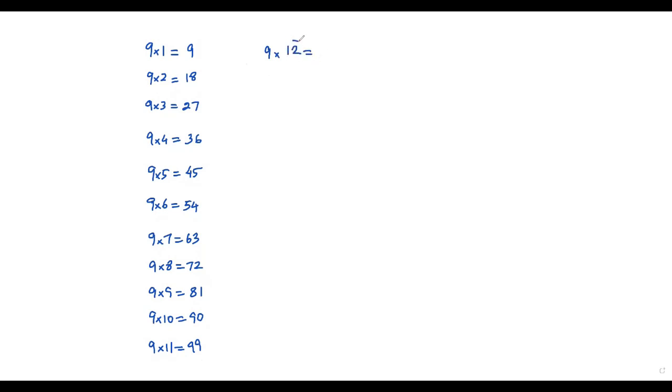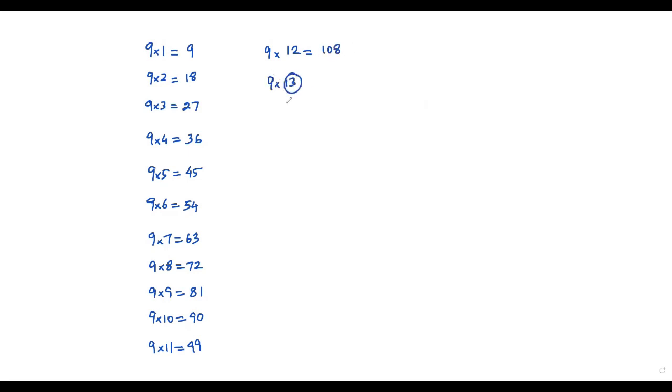The same thing we have to do. We have to assume this 12 as 10 plus 2. Then 9 times 10 is what? That is 90. And 9 times the digit at ones place, 9 times 2, that is 18. 90 plus 18. What do we get? We get 108.